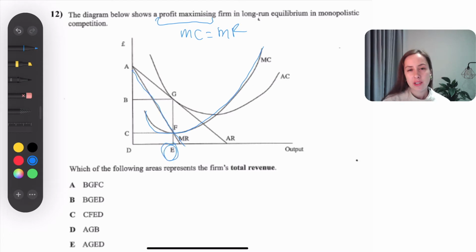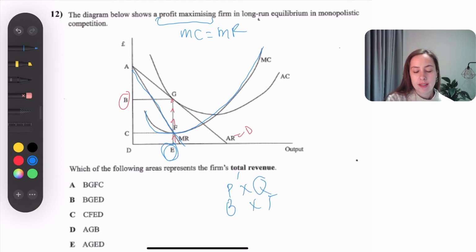You know that they'll be charging the highest price that they can that consumers are willing to pay. So you go up to the demand curve from E. Demand curve is this one, they're a bit sneaky, they haven't said it. And they're charging a price of B. And here they're asking you, what is total revenue? So you need to do what is price times quantity. Price is B, quantity is E.